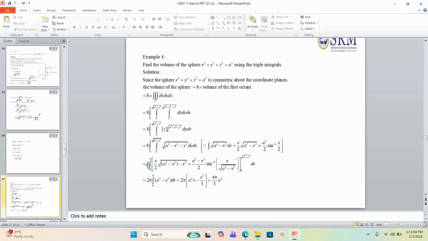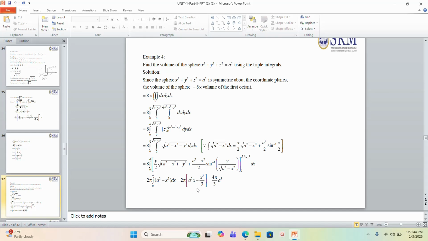So already we have the constant outside, it is 8. So after the cancellation of the constant, we have only 2 pi into a square minus x square into dx. So this we can integrate with respect to x. What is the integration? A square into dx is a square x, minus x square into dx is x cube by 3. Close the limit from 0 to a. So x equal to a is the upper limit minus the lower limit of x equal to 0. This is a cube minus a cube by 3.